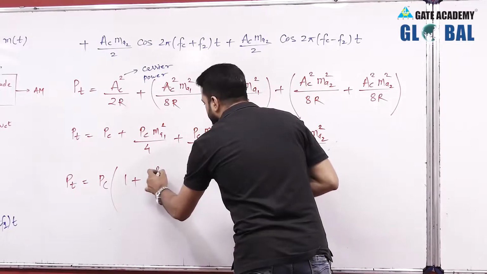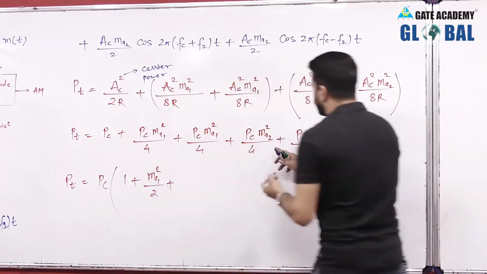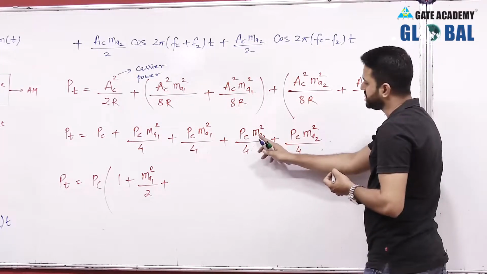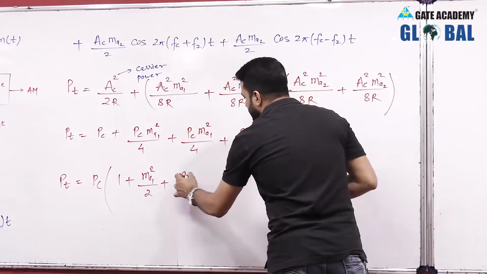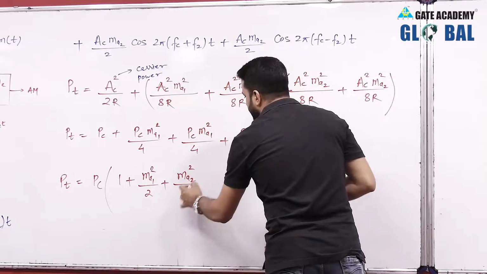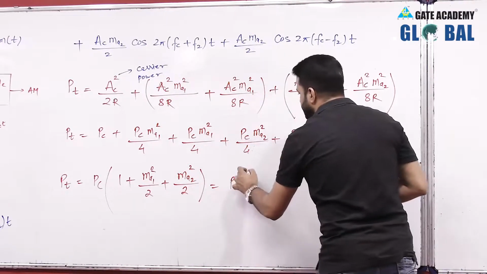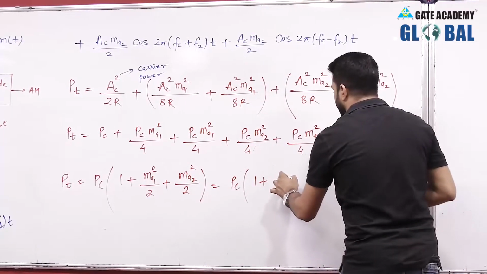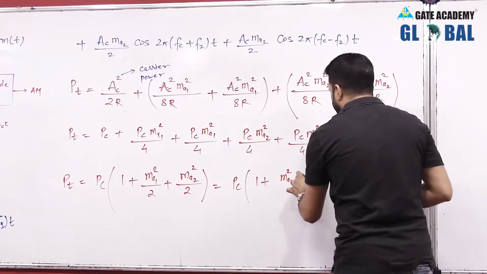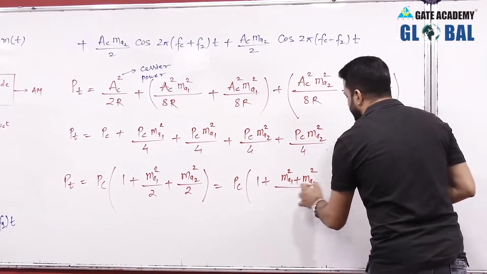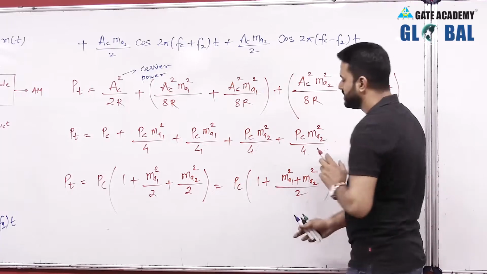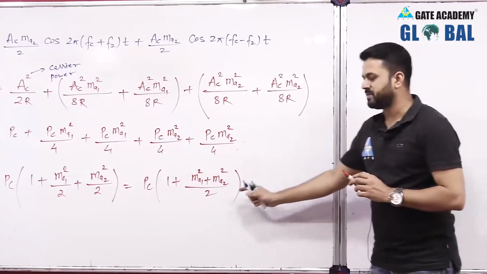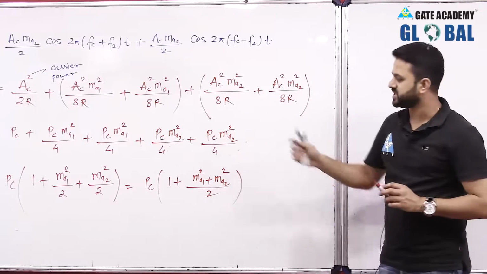plus here also we have taken Pc common, so Ma2 square divided by 2. Or we can also write Pc times 1 plus Ma1 square plus Ma2 square, whole divided by 2. So this is the total power required to transmit these two signals.